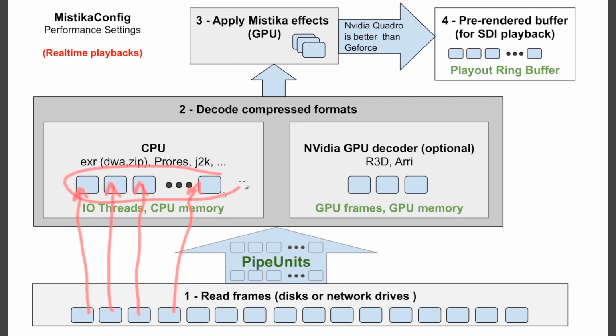In some cases, we can also decode frames in the GPU, for the case of R3D or RAW files. Then we apply the effects in the GPU and send it to the video output for playback.